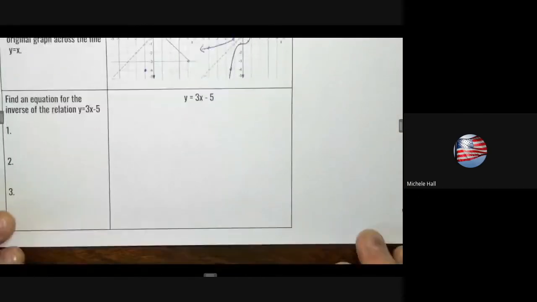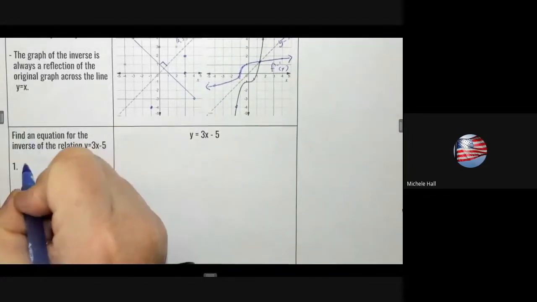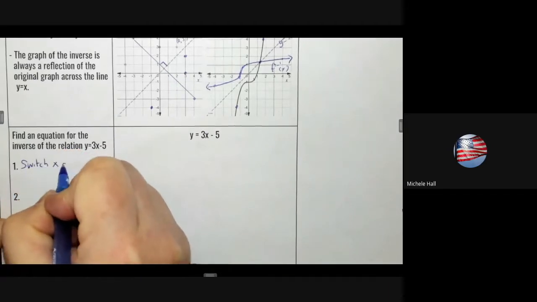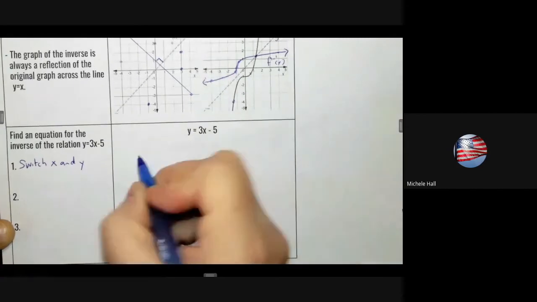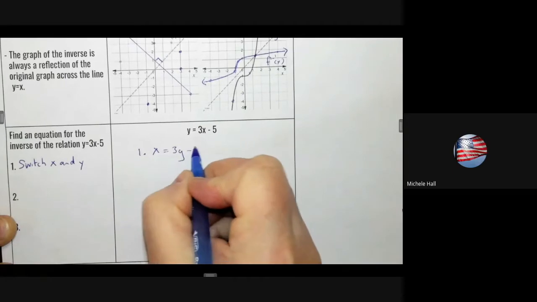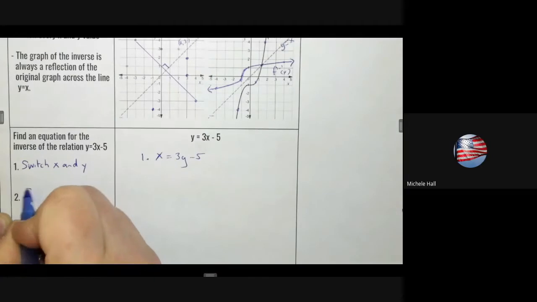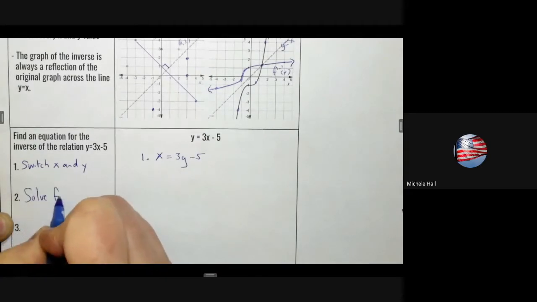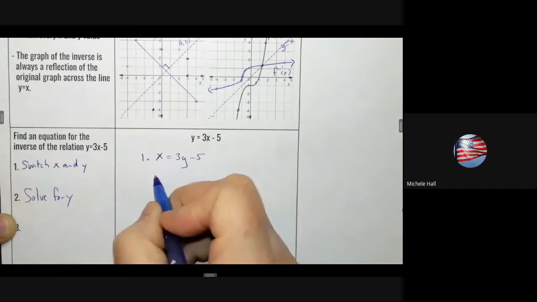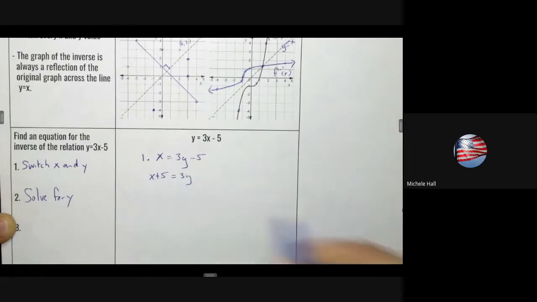We can also find the inverse given an equation. In the first step, can you guess what the first step is going to be? We are going to switch x and y. So we have x equals 3y minus 5. Step 2 would be to solve for y. So we're going to shift the -5 over to the left by adding 5, and then divide by 3.